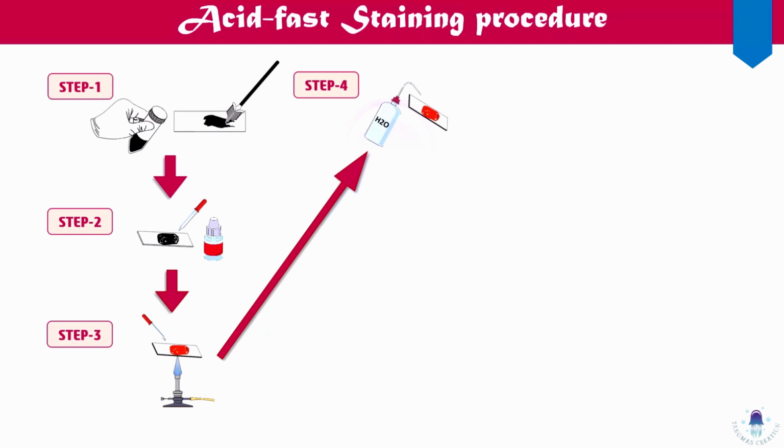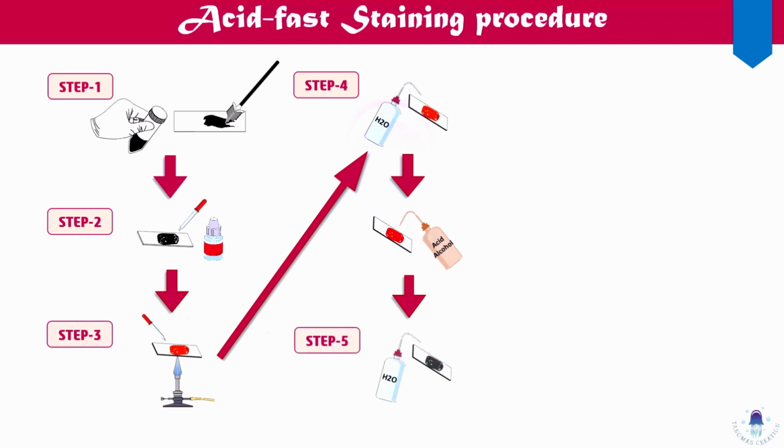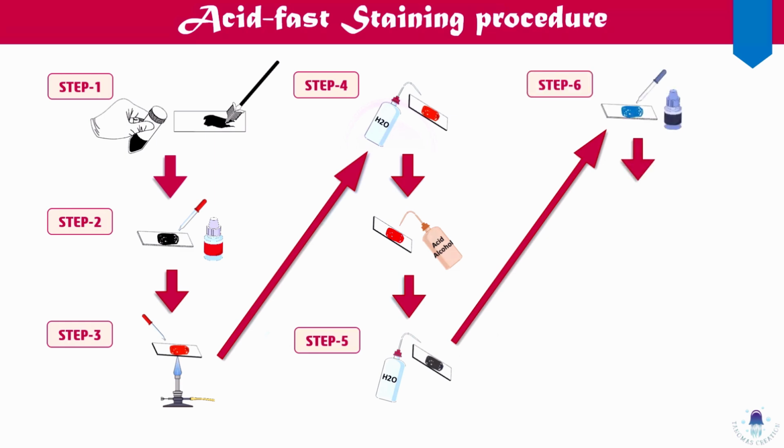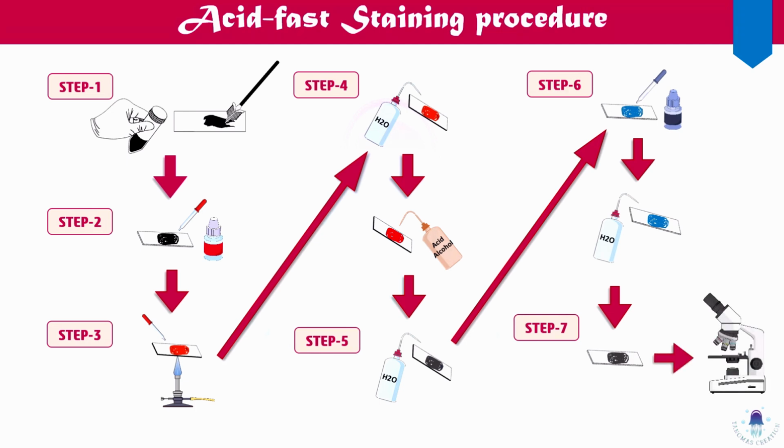Next it is washed with distilled water. After that it is given acid alcohol for 1 minute just to remove the stain that is not required, that is not taken up by the cells. Again it is washed with distilled water. After that, methylene blue is added for 1 minute and after 1 minute, it is washed with distilled water again. After that, the slide is air dried and then it is observed under the microscope. So this is the whole pictorial procedure of the acid-fast staining.